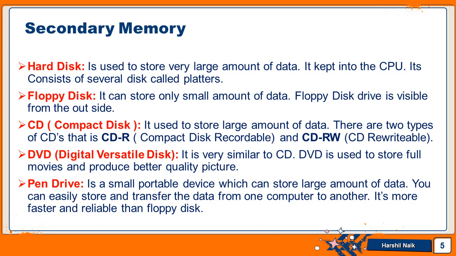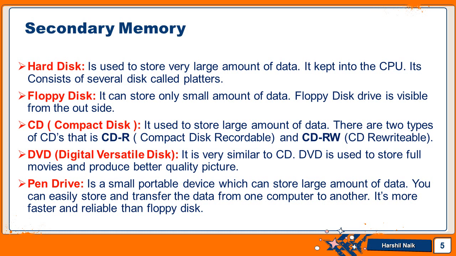Now, second is floppy disk. Floppy disk can store only a small amount of data. It is used to store files safely. Floppy disk drive is visible from the outside. The disk is a thin piece of plastic coated with a magnetic material.